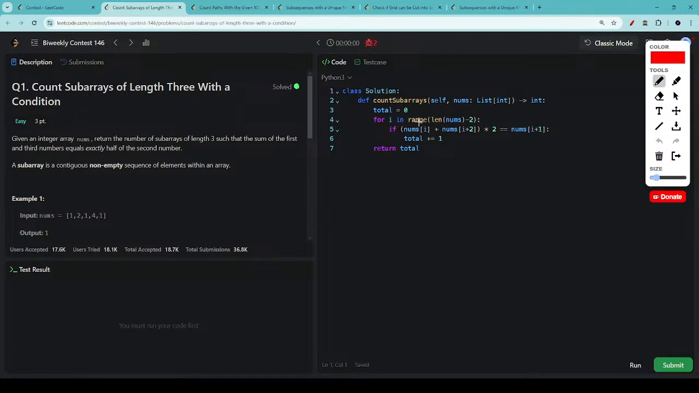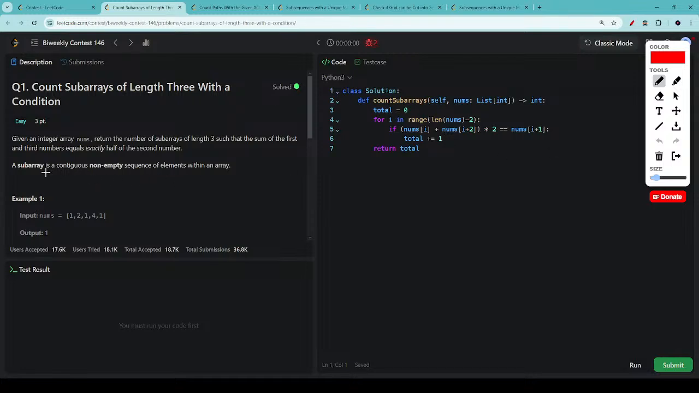So I'm doing a for loop here. I from range is -2 because these arrays are length 3. If I is the left hand side of the array, then I have to stop 2 squares below the end of the array. I just check the first one and the last one times 2. Is that equal to the middle number? If it is, total plus minus 1.